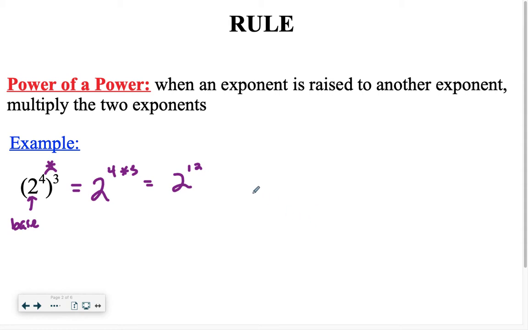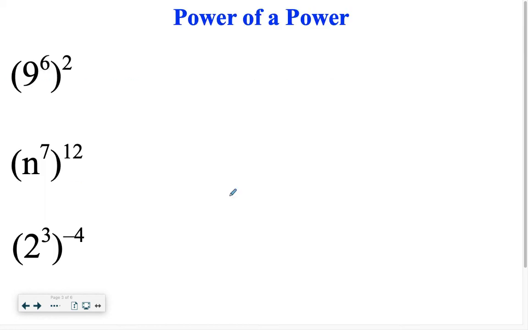If you typed that into a calculator, you would know that that's 4,096. That would be your final answer there. All right, let's look at a couple more examples. We have 9 raised to the 6th power raised to the 2nd power. This becomes 9 raised to the 6 times 2, or 9 to the 12th power.